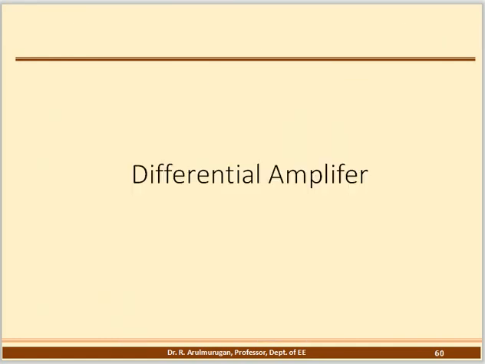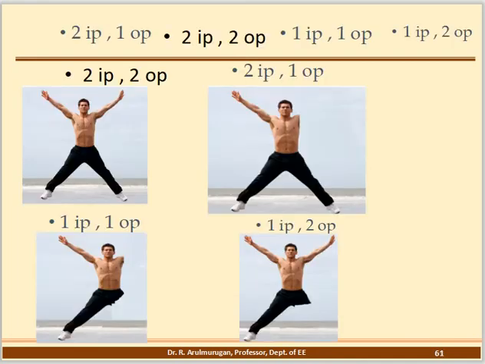The next one is the differential amplifier. Initially we were discussing the op-amp, which is a differential amplifier. There are four types of op-amp. This diagram is very simple: the hand is the input and the leg is the output. We consider the leg as an input and the hand as an output. So, two input, two output.